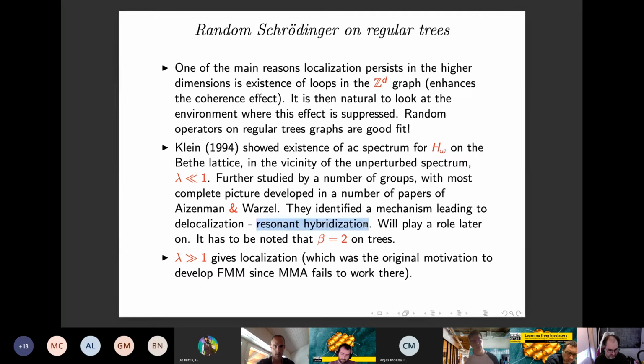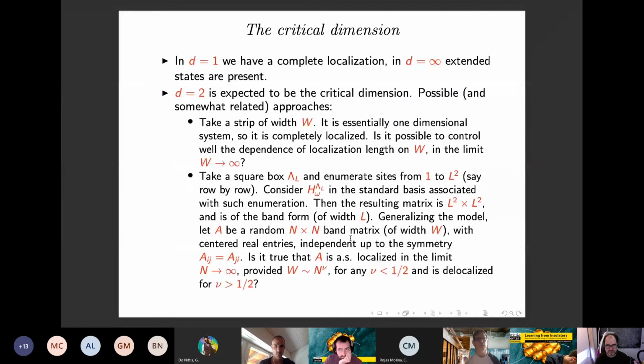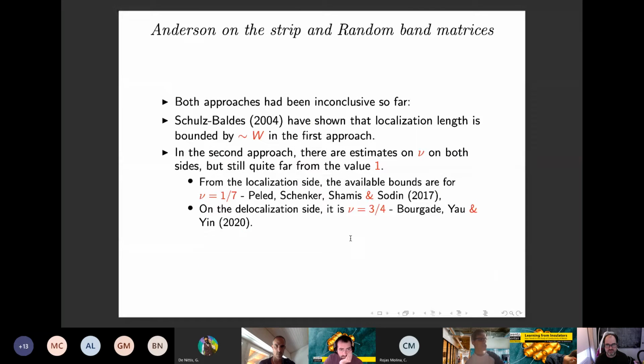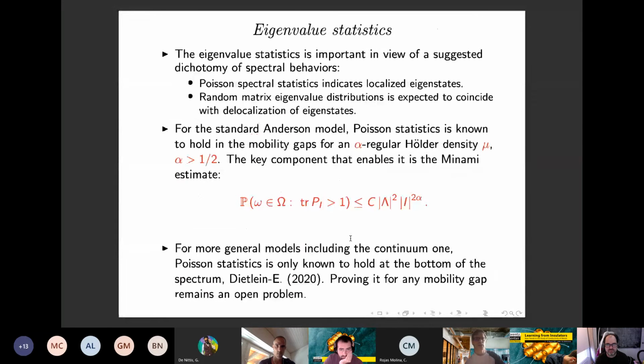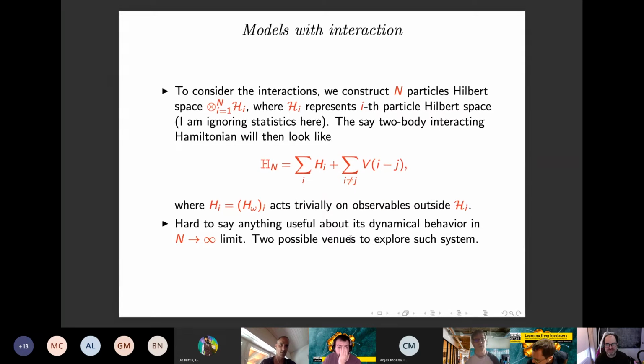So that's also a concept that will play a role in what I'm going to say about linear response. But let me note that you do get a.c. spectrum, but it's ballistic. So the spectral data correspond to ballistic motion rather than diffusion. Okay. So unfortunately, I would have to skip altogether critical dimension 2, as well as eigenvalue statistics, because I'm running out of time, as well as models with interaction.